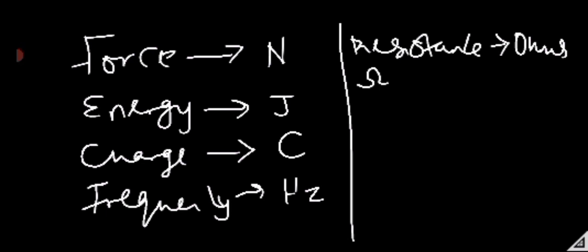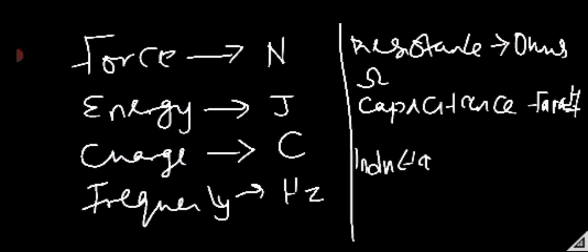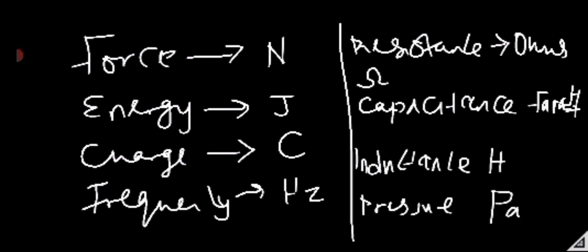After that, we have capacitance, and the unit for capacitance is farad. The other one is inductance. The unit for inductance is Henry, which is H. Then the last one is pressure. There are more, but these are what I can give for now. The unit is Pascal, which is Pa.